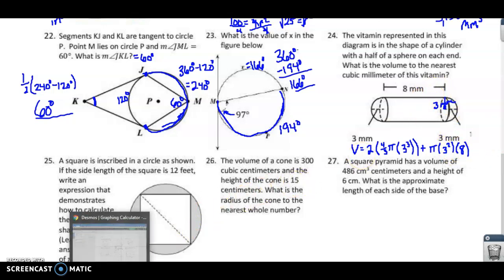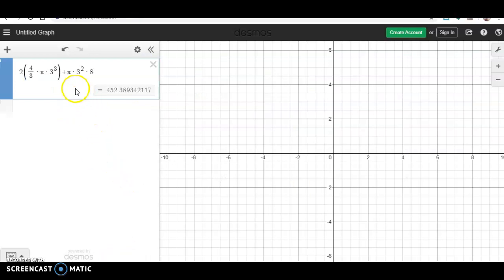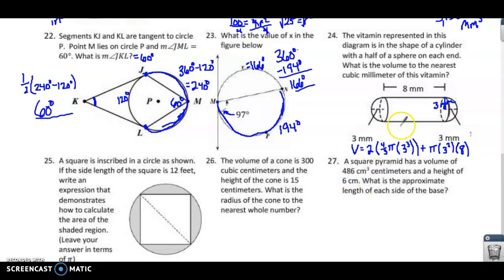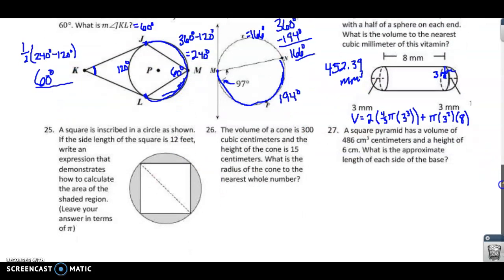Plug that into my handy-dandy calculator on Desmos, which will help me out with putting all that together. And I get 452.39, and I suppose that's millimeters cubed. So 452.39, don't worry about leaving this one in terms of pi. 452.39 millimeters cubed. All right, fantastic. Let's move on down to number 25.